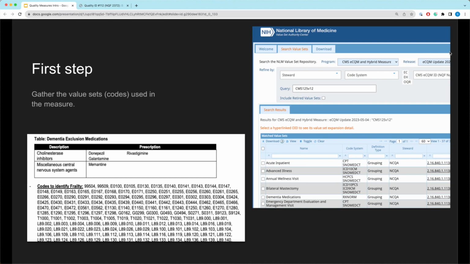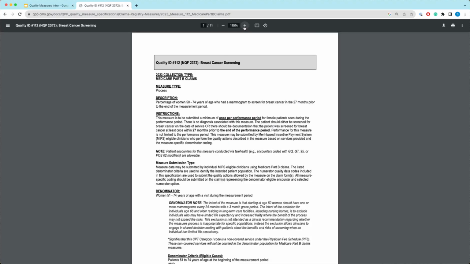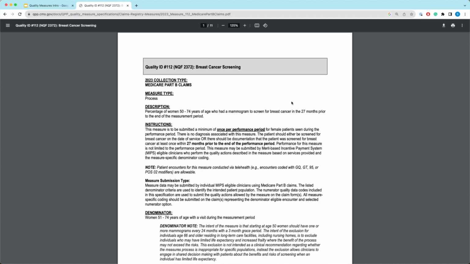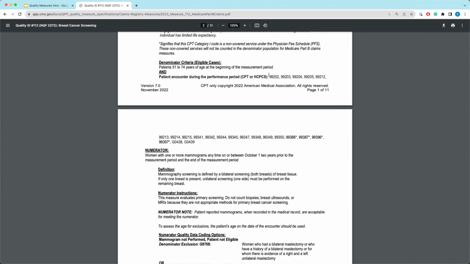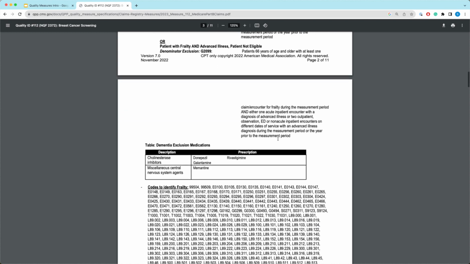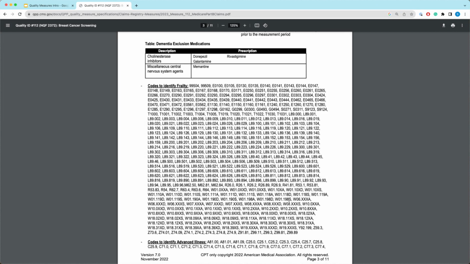So the first step is gathering the value sets or the codes that are used in this measure. If we hop over here and take a look at the measure itself, this is hosted by CMS. And this is the measure specification or the definition for that measure. If we scroll down through here, you can see they do list codes. These are all the logic that we'll go through. They do list codes in this measure. And even at the bottom, if we take a look, you can see sometimes that's a lot of codes. This can be difficult to actually pull these codes out of this PDF.